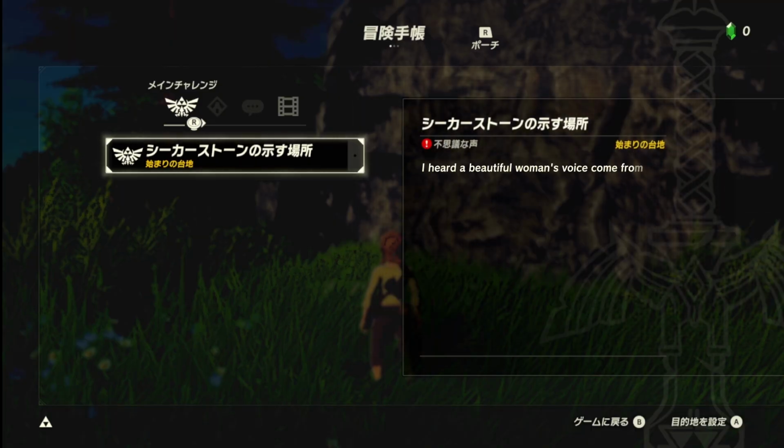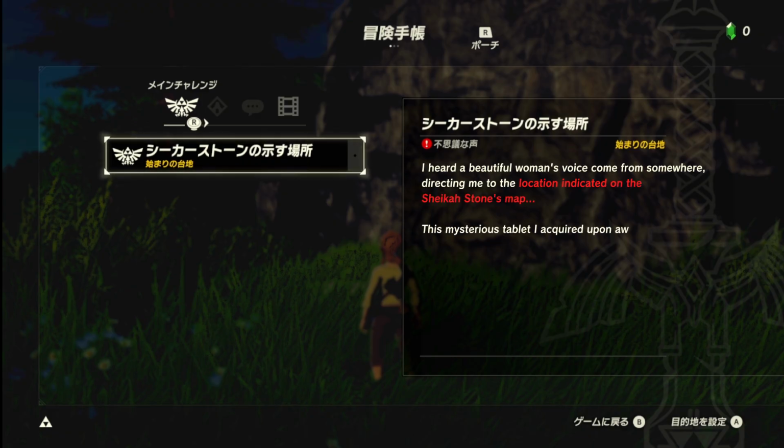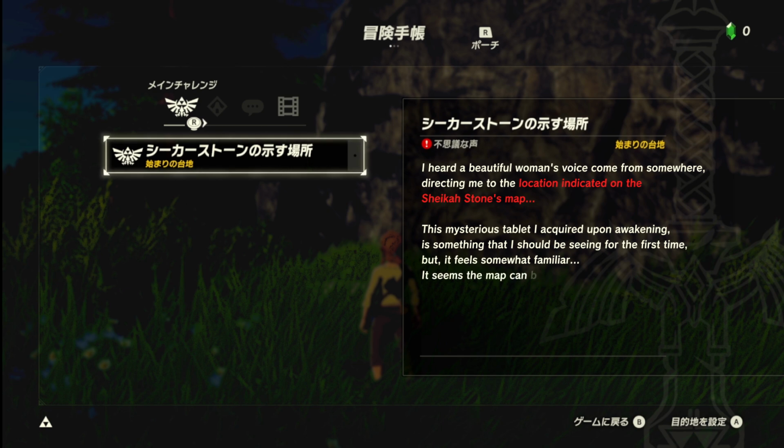I heard a beautiful woman's voice from somewhere, directing me to the location indicated on the Sheikah Stones map. This mysterious tablet I acquired upon awakening is something that I should be seeing for the first time, but it feels somewhat familiar. It seems the map can be opened with the minus button. Remember that there are no pronouns present in this text, they are just inferred through the writing style.